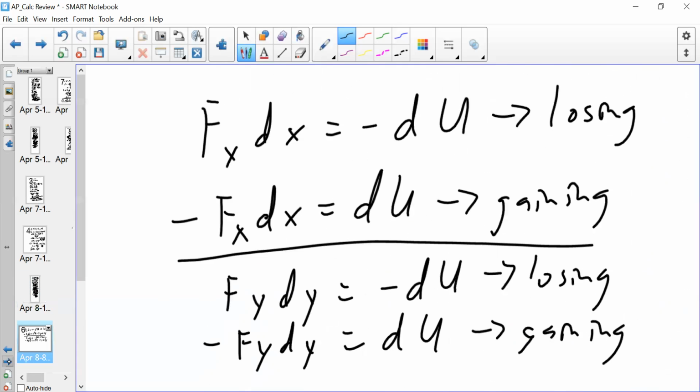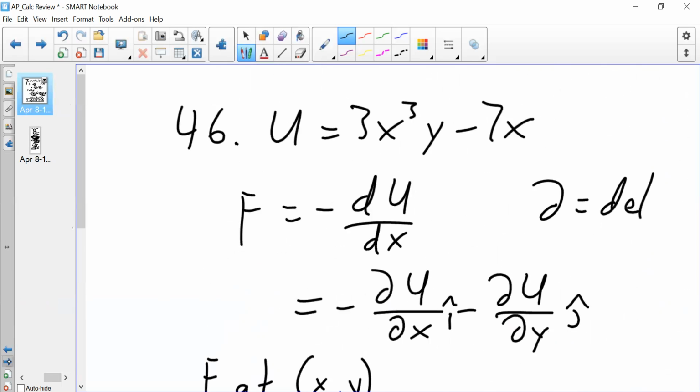Okay, so here we go. Let's move on from that. The next problem was question 46, where we're going to take a potential energy function and get the force. We have to do the derivative of the potential energy function to get the force, just like we do the integral of a force function to get the potential energy, or the change in potential energy, which is the work.